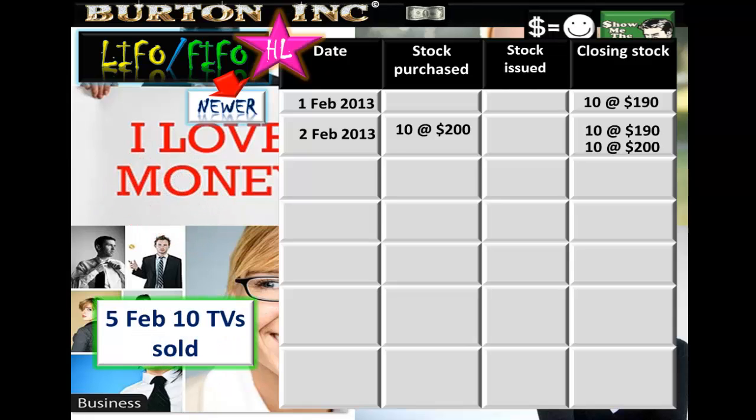Here we are. 5th of February, we sell 10 TVs. Which TVs are we going to use? FIFO leaves us with our newest stock, so we get rid of our older stock at first. Our older stock is the one that's valued at 190. This is the stock that we issue, leaving us with our newer stock, our more expensive stock in hand.